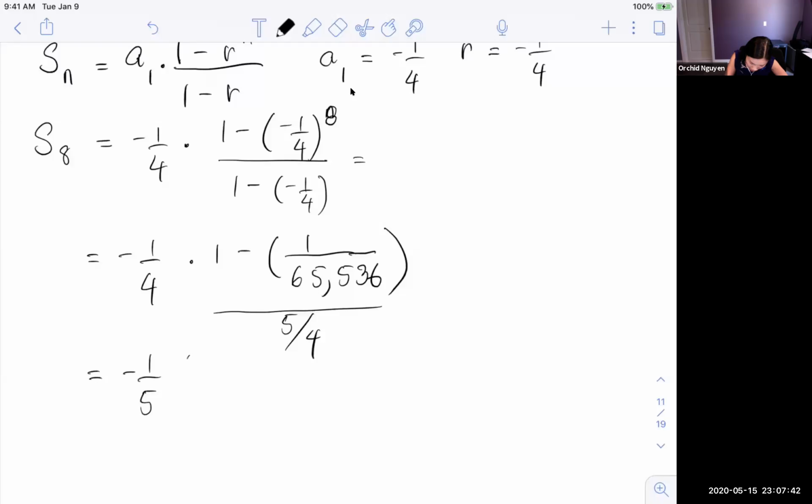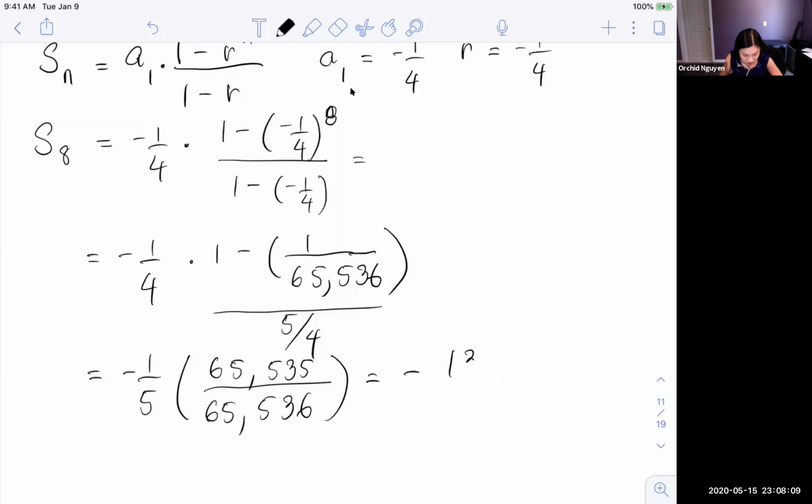And for 1 minus 1 over 65,536, it's just going to be 65,535 over 65,536. Just subtract 1, right? And I can use the calculator to divide 65,535 by 5. So my answer is going to be -13,107 over 65,536.